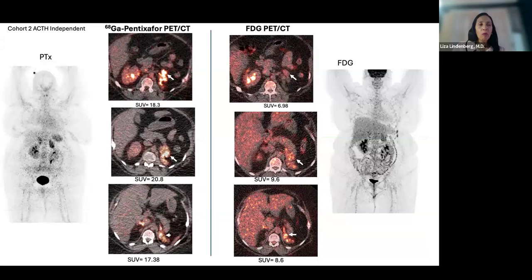This case of an individual with known Cushing syndrome presented with multiple bilateral adrenal masses, most prominently on the left, as you can see at this arrow, and contrasted to our typical PET scan with FDG, which did not really show robust uptake, a little bit, but not as intense as it was on our Ga-PentixaFor scan. And at surgery showed that this also corresponded to macronodular disease.